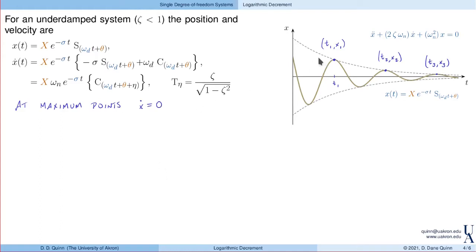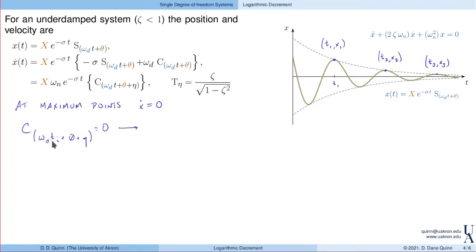Right? I mean, that's the definition of a maximum. So looking at this expression for the velocity, what we find is that it implies that cosine of omega d times t sub i, right? So I'll just look at any of these maxima, as t sub i plus theta plus eta has to be equal to 0.